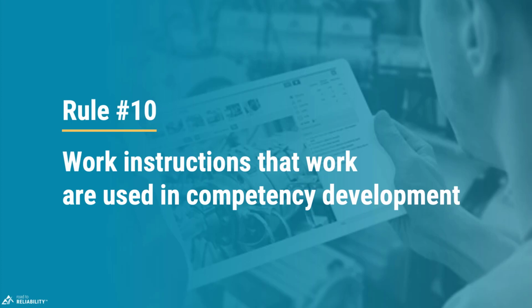Alright, we come to the last rule, rule number 10. And rule number 10 states that work instructions that work are used in the competency development of your staff. And with that I mean that your technicians are trained in the use of these work instructions. And when new technicians start at your plant, you would want them signed off as competent on the basis of an assessor or a supervisor witnessing them doing the job as detailed in a work instruction.